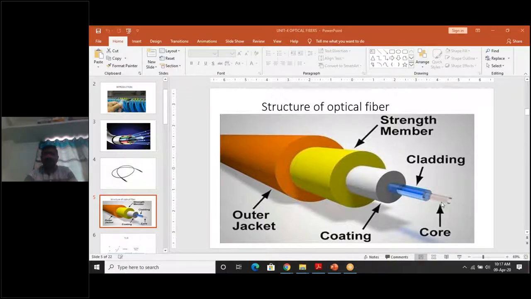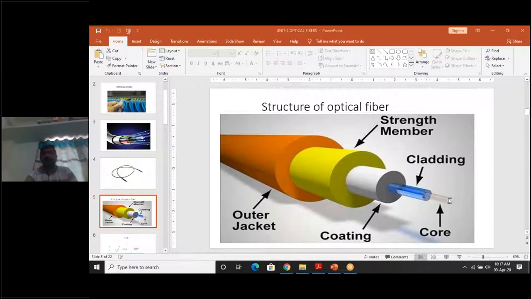So it consists of the core, which is the denser medium. This is the cladding, which is the rarer medium, and this is the outer jacket. So these are the three important parts of an optical fiber.